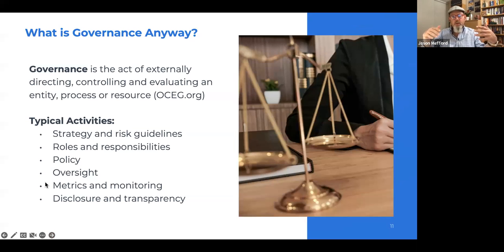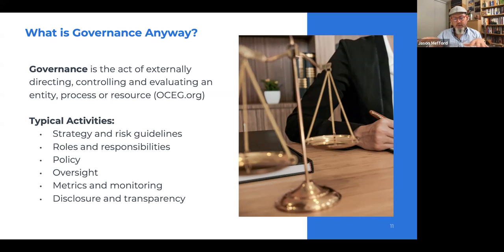One of the best definitions of what governance actually is, I think, is from OCEG, which is kind of the granddaddy of GRC. I helped them write their capability model and do their certifications and other stuff, so I've been involved with them for probably 15 plus years. But I really like this definition. I think it is the best from a governance perspective. Governance is the act of externally directing, controlling, and evaluating an entity, process, or resource.